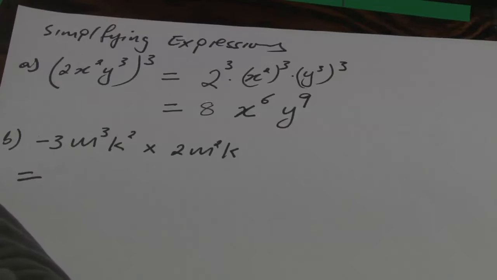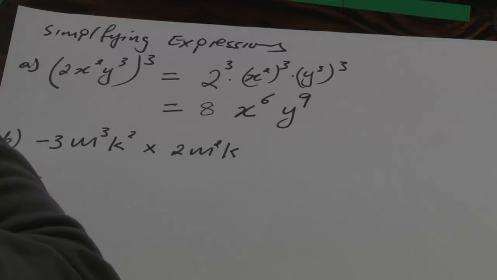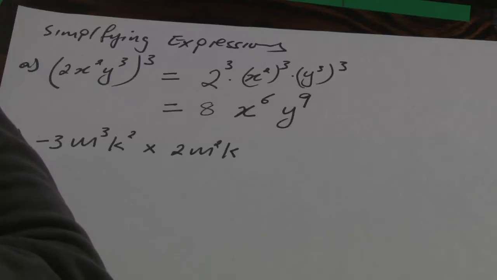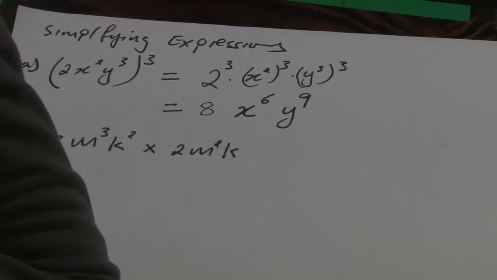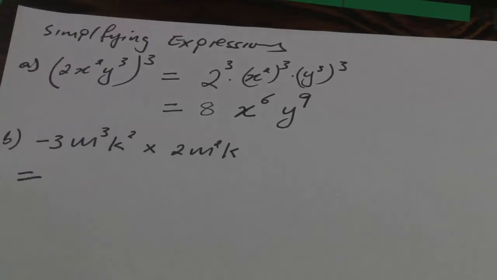We have a product of powers, and therefore, if we look at A, then what we have in A is a product of powers, and sometimes some of them with the same base. Therefore, if the base is the same, then all we need to do is add the powers. And therefore, we get the following.